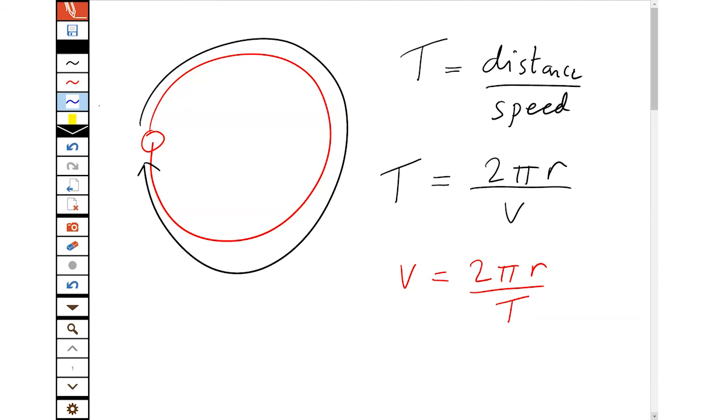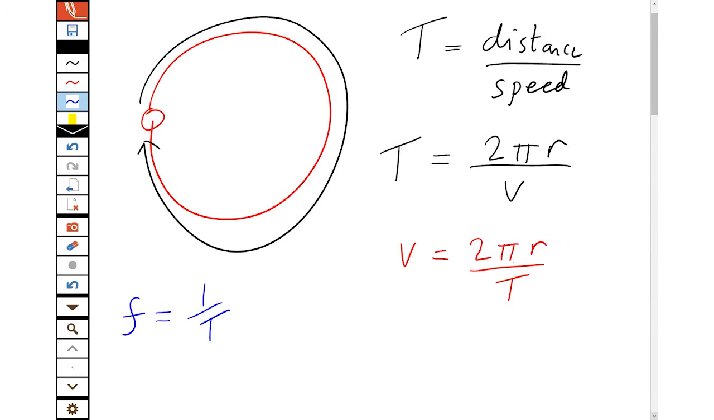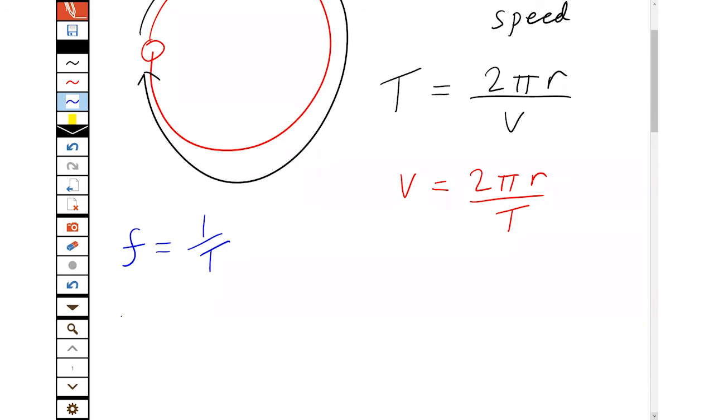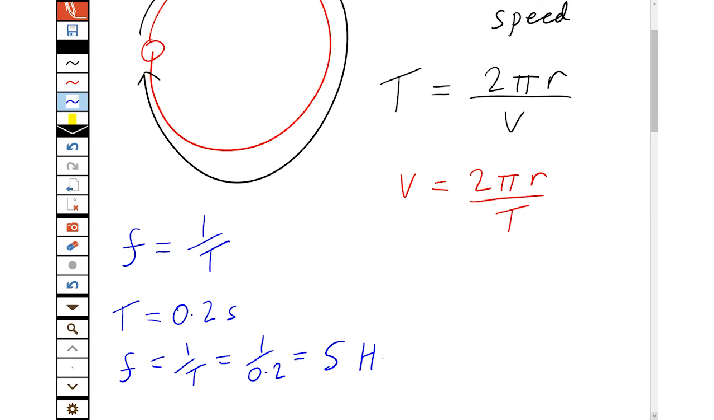Another word is the frequency. How many times does it go around every second? And that's just 1 over the period. And we can see how that works. If the period is 0.2 seconds, it takes 0.2 seconds to go around a complete circle, then the frequency is 1 over 0.2, which is 5 hertz. So it'll go around the circle 5 times every second.